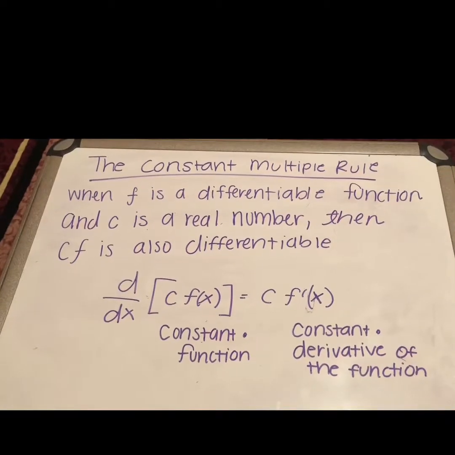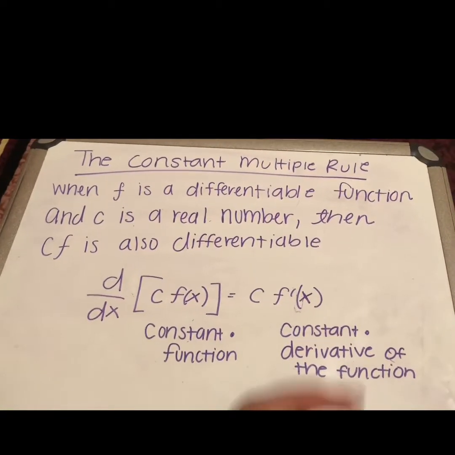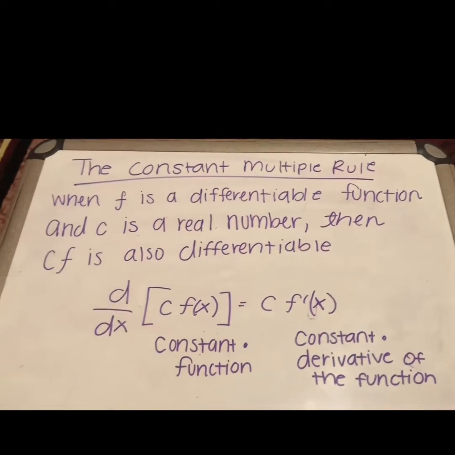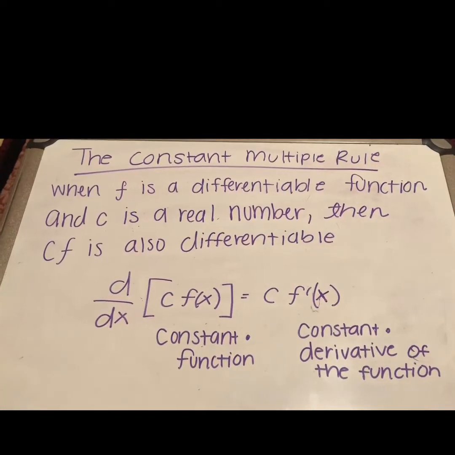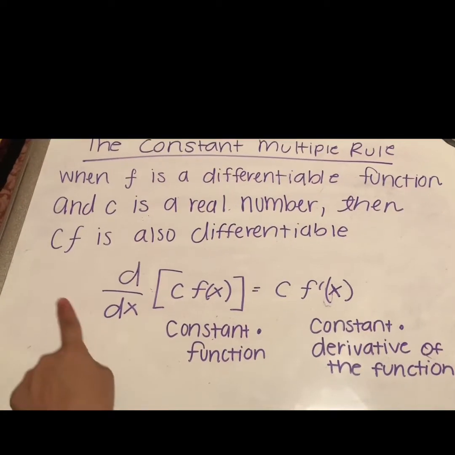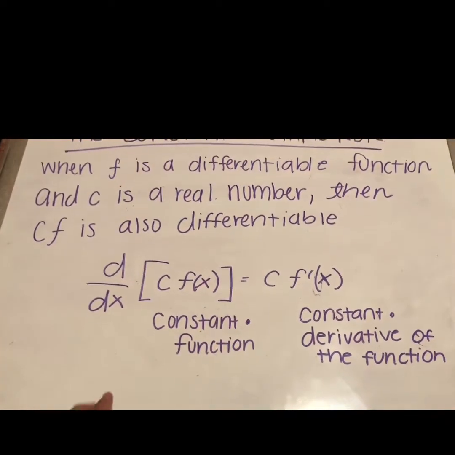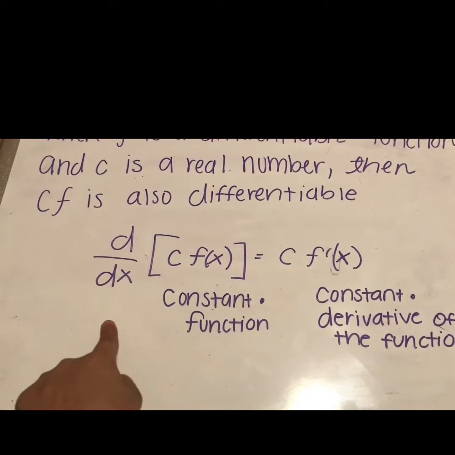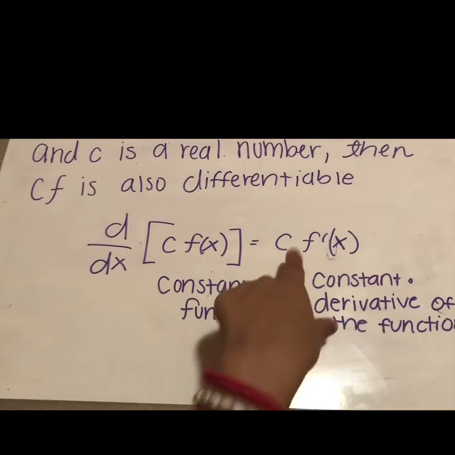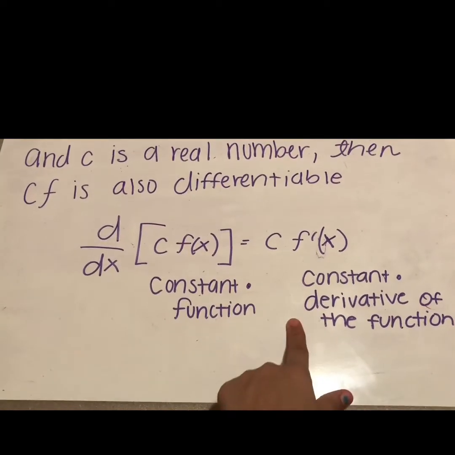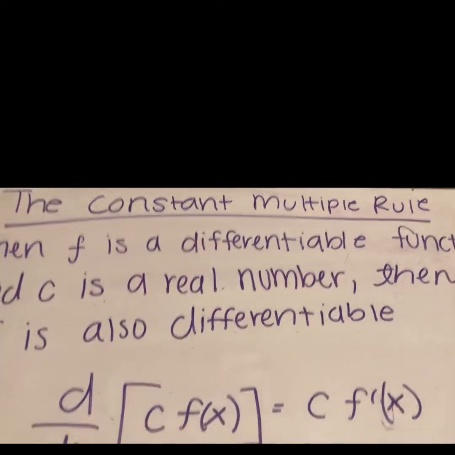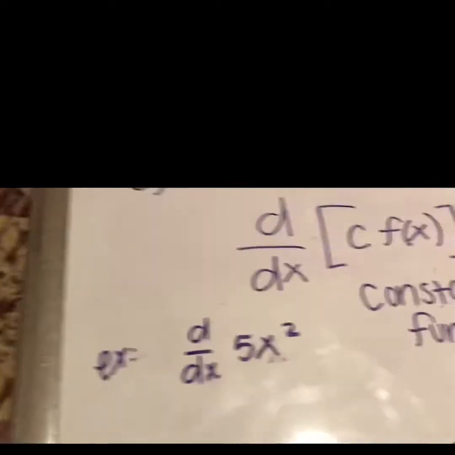As we learn more and more rules, we move on to the ones that are a little more complex, but not really. So this is the constant multiple rule, and it states that when f is a differentiable function and c is a real number, then cf is also differentiable. So here down below, we see how the derivative of a constant times a function equals a constant times the derivative of the function.